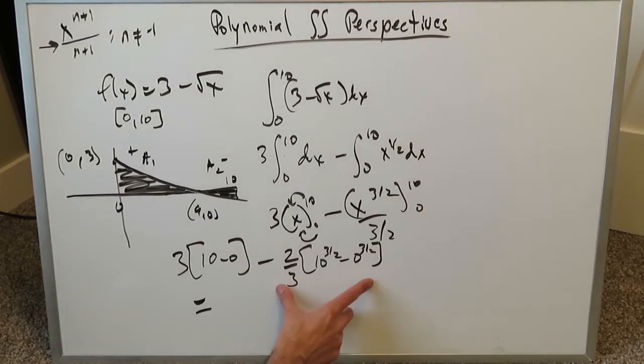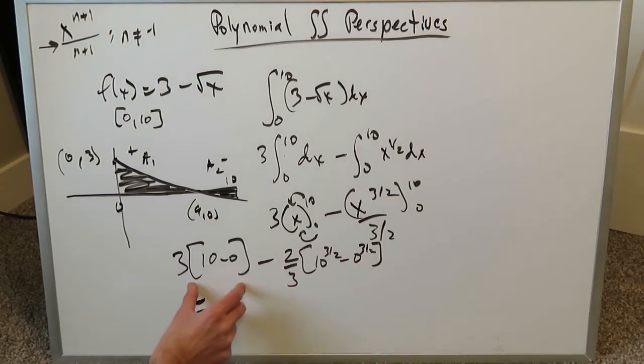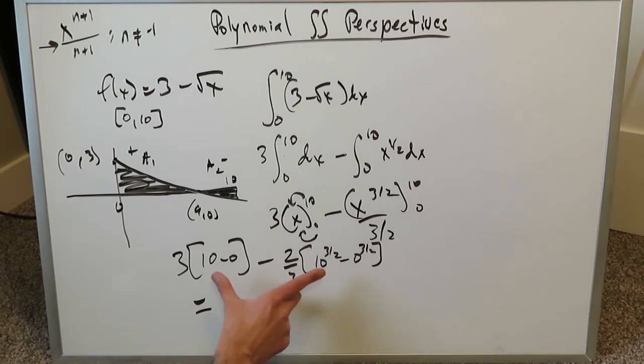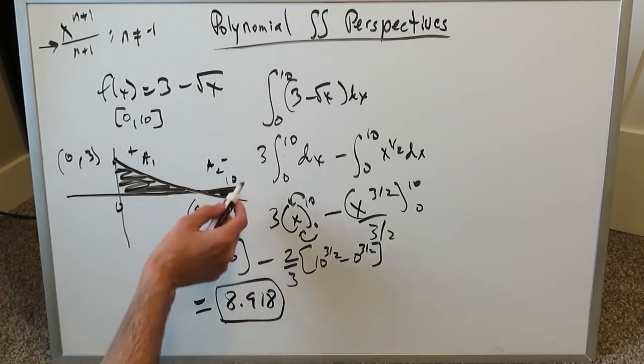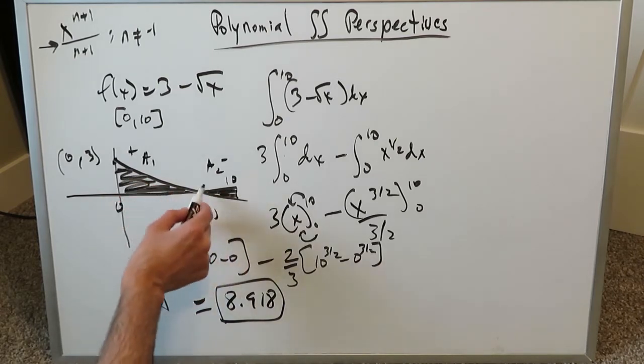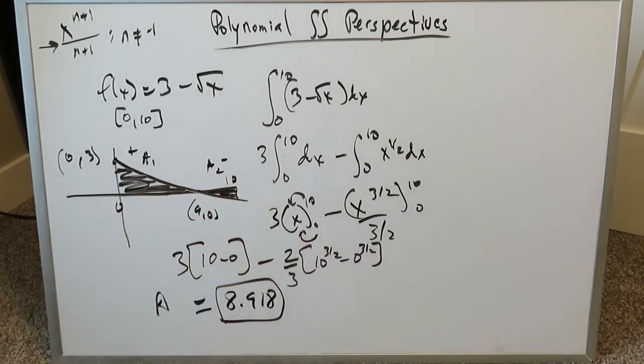We'll do this in terms of a decimal and get the final answer, because this is arithmetic only. We'll publish the answer here. When I do all of this, I get 8.918, and that represents the net area below and above the respective portion of this curve from 0 to 10.